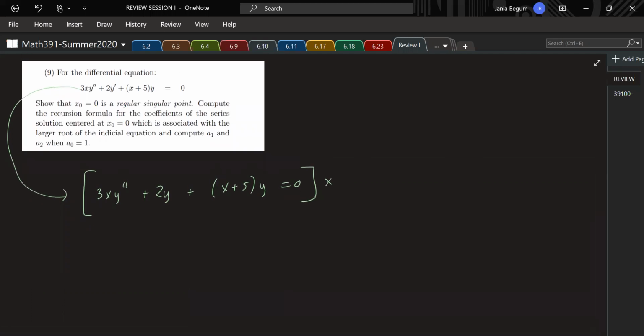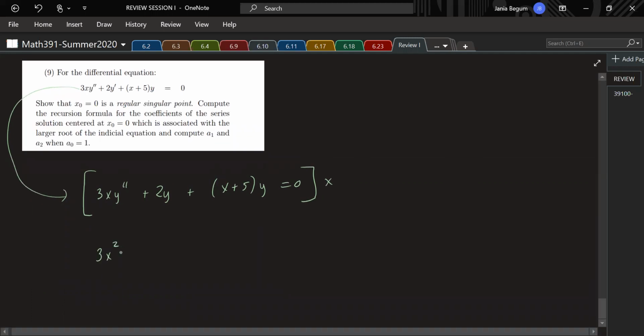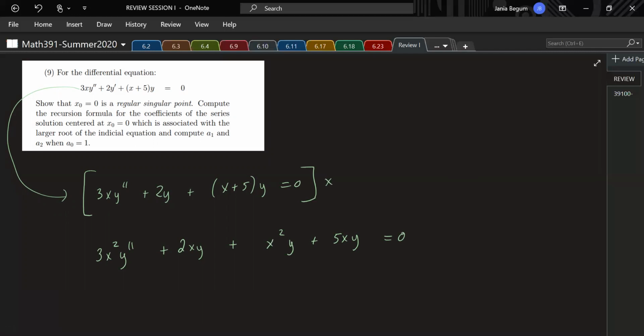That will give us x squared that we want for the second derivative. So if we do that, we now have 3x squared y double prime plus 2xy plus x squared y and then 5xy, right? So I distributed and I multiplied by x at the same time for the last term. Well, now you can pick out the alpha, beta, and gamma, right? Right.